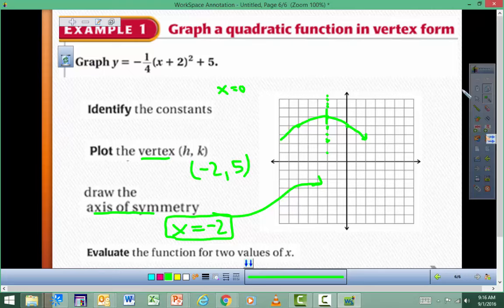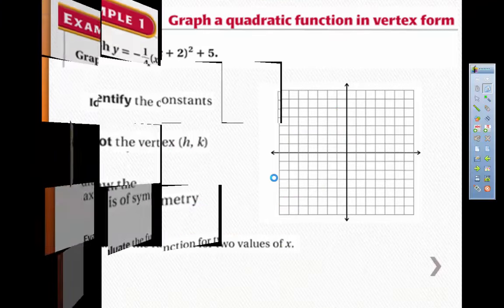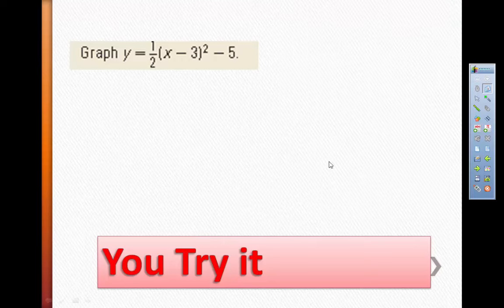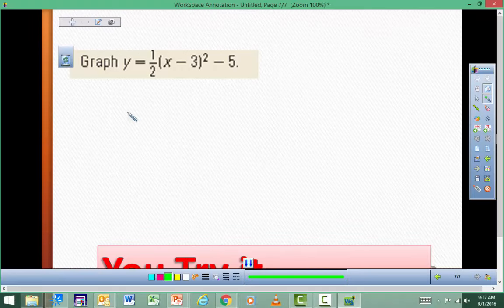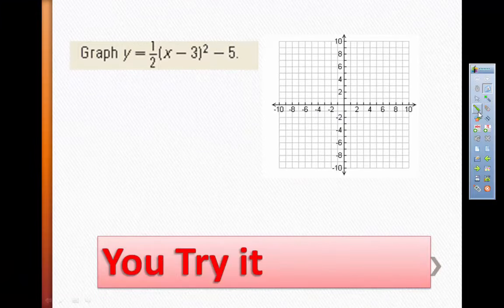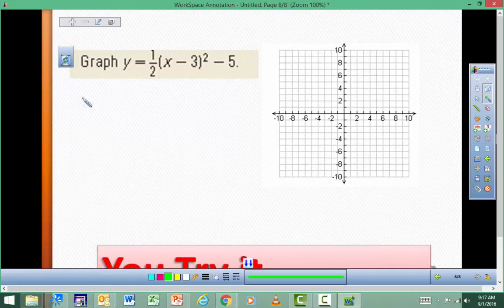Alright. Well, so let's move on. Let's try another one. Okay, so the vertex, let me get my graph on there. There's a graph on there. Okay. The vertex is easy, right? Hopefully you'll be able to do this within 3 seconds.